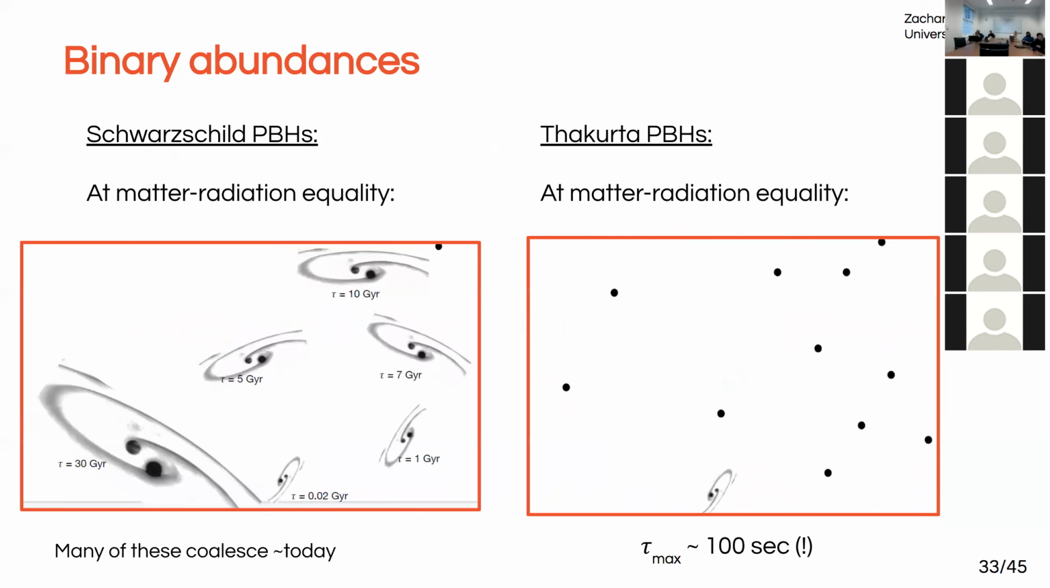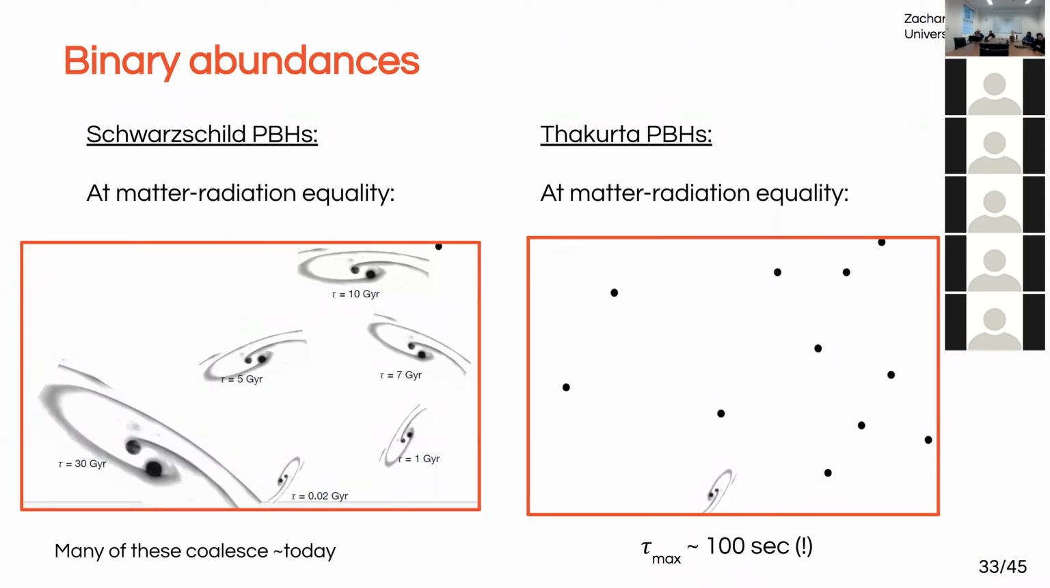When we actually crunch the numbers, we see that for Thakurta black holes, say at matter-radiation equality, the black holes which are decoupling have a tiny coalescence time. It's 100 seconds. It's pretty much nothing, which means that almost no black holes have decoupled at all by matter-radiation equality, because these had to have been incredibly close together, which is a very small part of the distribution. Meanwhile, for Schwarzschild black holes, which don't have this stringent condition, by matter-radiation equality the vast majority of these black holes have fully decoupled with extremely long coalescence times, which are sufficiently long for lots of them to be observable today by LIGO.